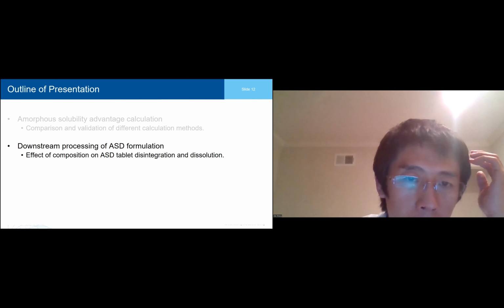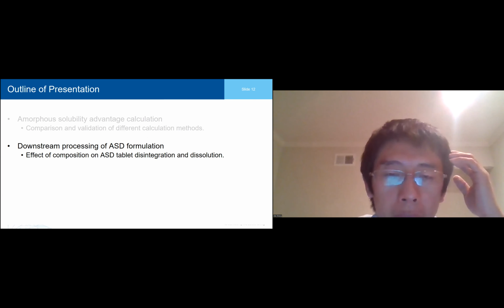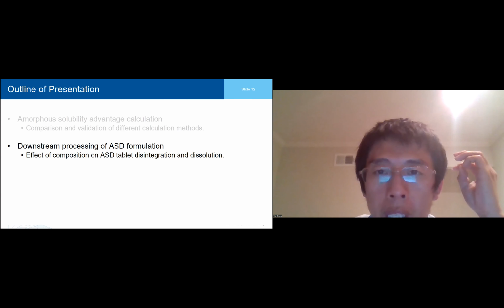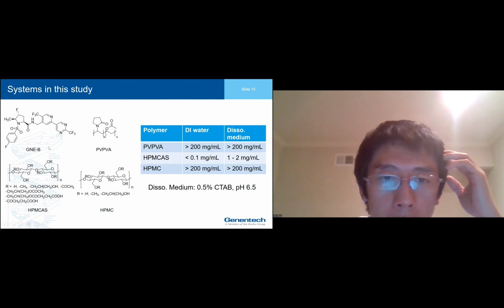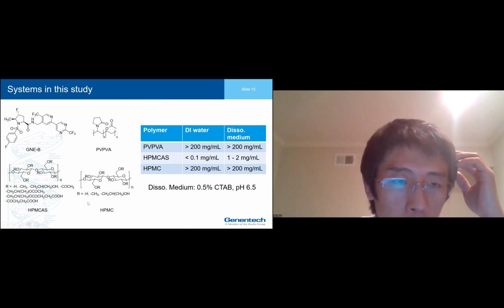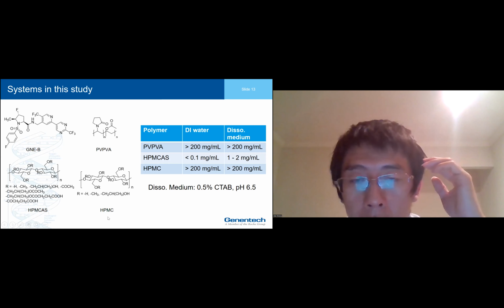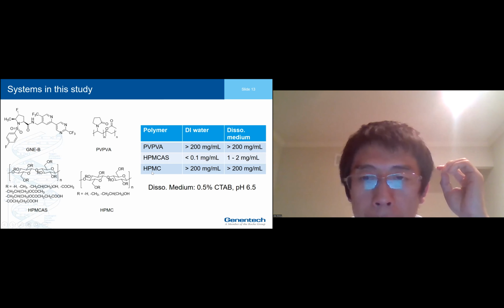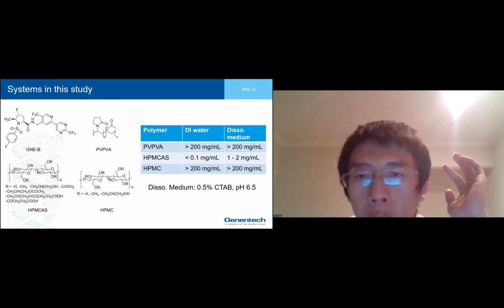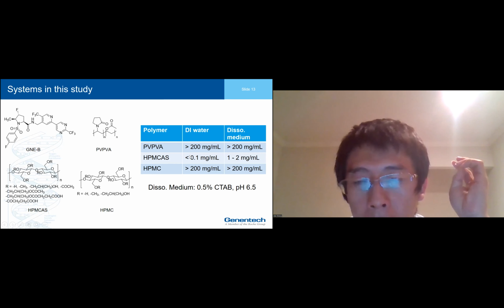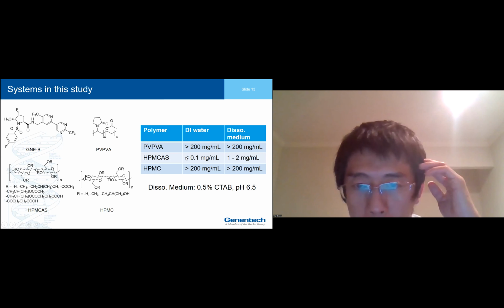So here is the second part. How did we evaluate the ASD tablet disintegration for the GNEB molecule? Again, here is the GNEB structure. In this study, we evaluated different polymers to form the amorphous solid dispersion, including PVP-VA, HPMCAS, and HPMC. PVP-VA and HPMC are water-soluble polymers. In water, they have solubility greater than 20% by weight, or 200 mg per ml. HPMCAS is generally not water-soluble. When we measure the visual solubility in water, it is less than 0.1 mg per ml.